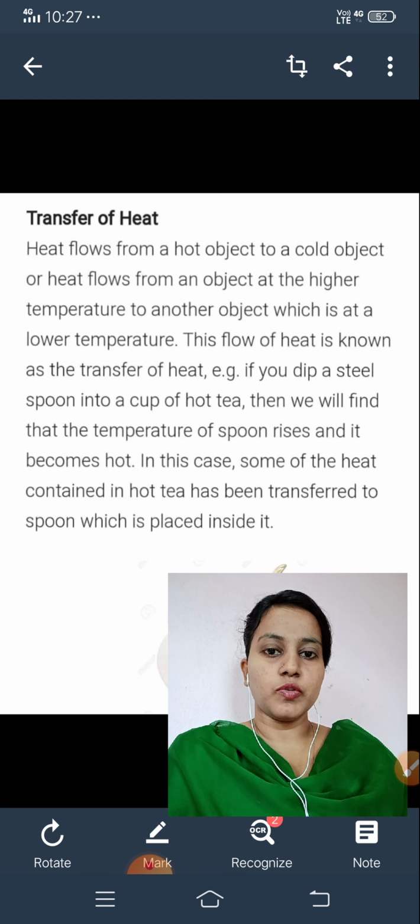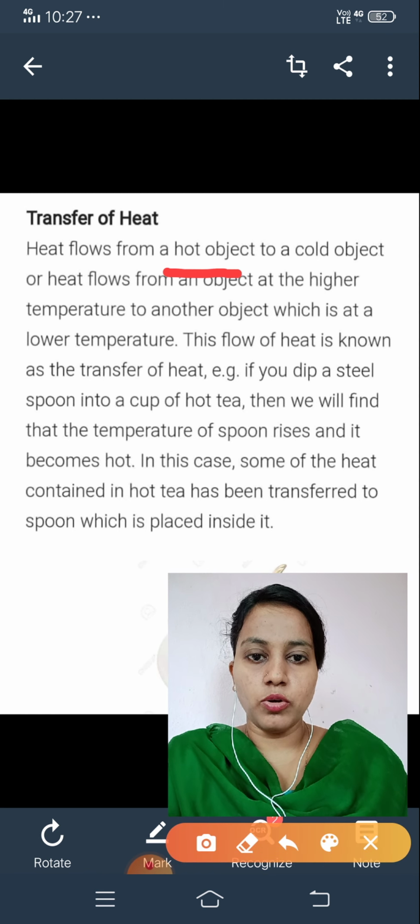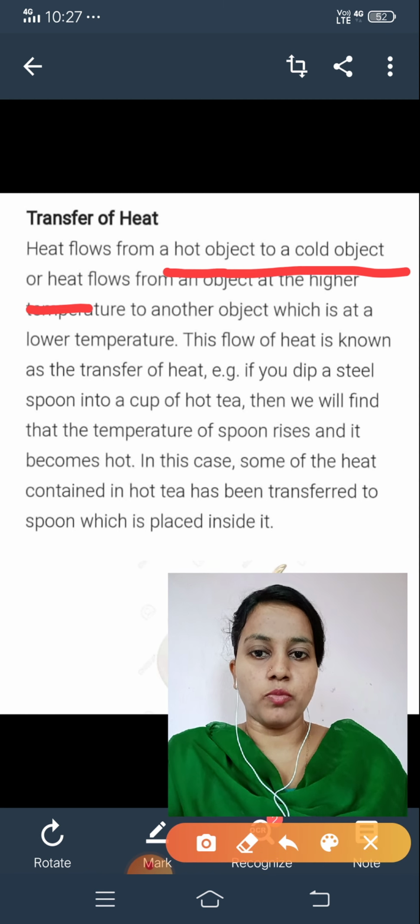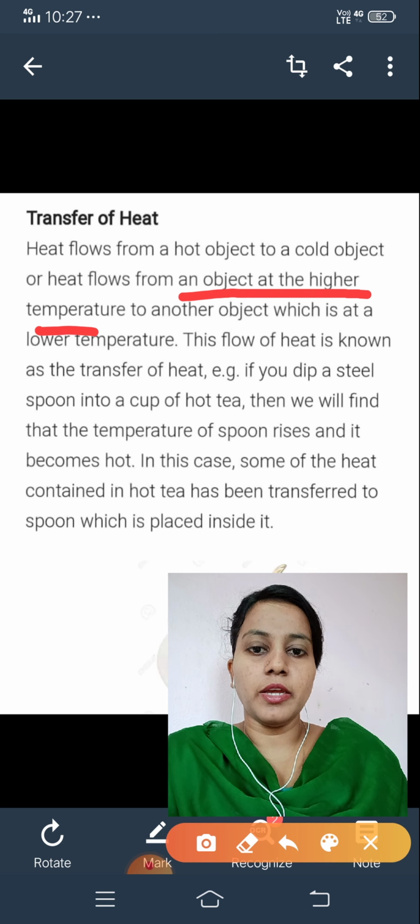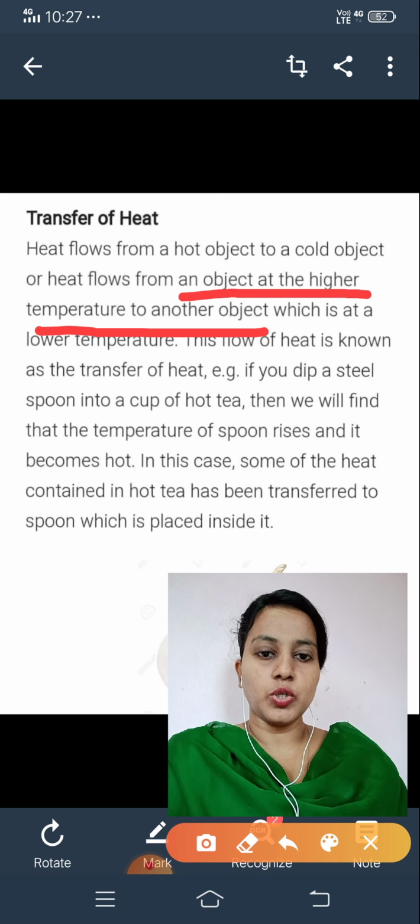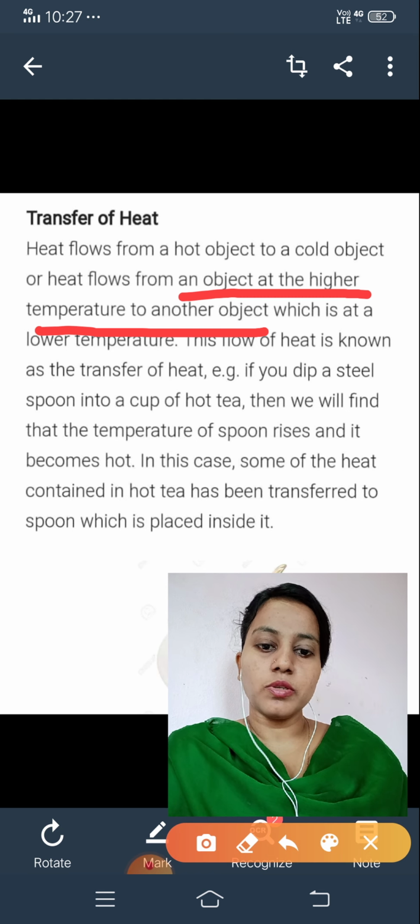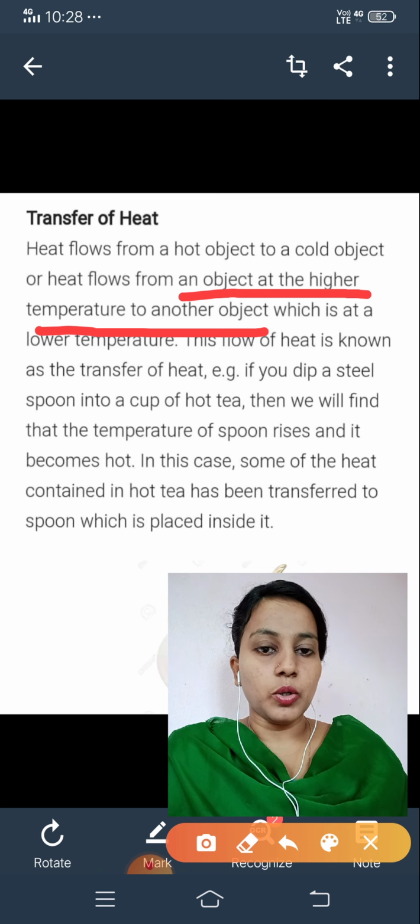Heat flows from a hot object to a cold object, or heat flows from an object at a higher temperature to another object which is at a lower temperature. This is known as transfer of heat. So what do you mean by transfer of heat? Heat flows from a hot object to a cold object.